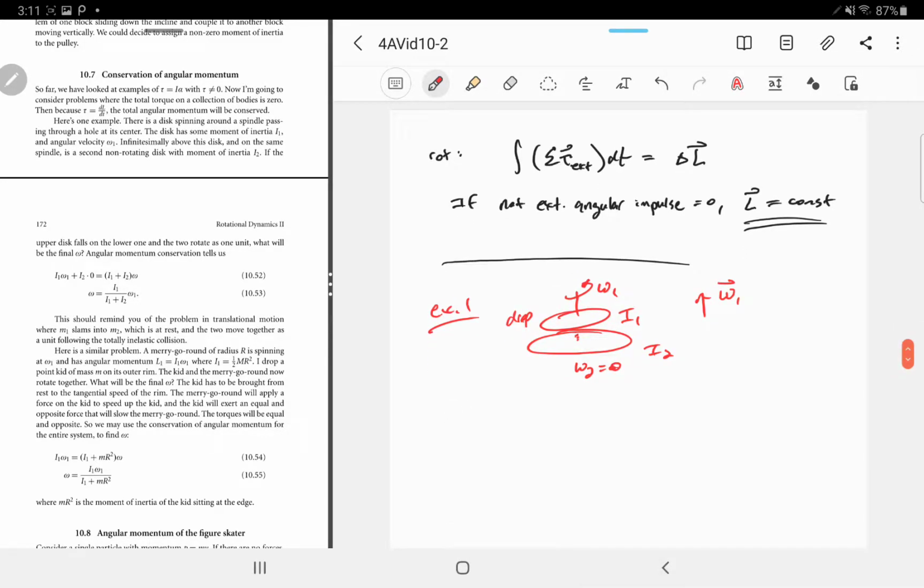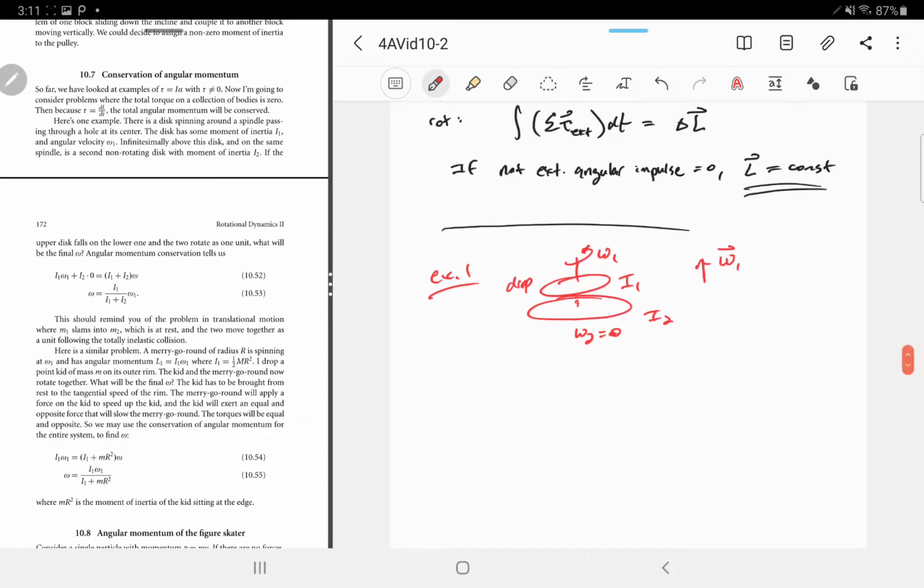So in other words, omega 1 is the initial angular speed. I don't want to write a million subscripts. So this should remind you of the linear version of this, where you have some m1 with v1 and you have m2 at rest. So what happens is that m1 slows down and m2 speeds up until they reach a common final speed, and they stick together and they move together. And the same thing is going on here.